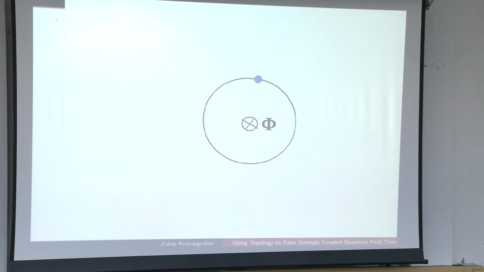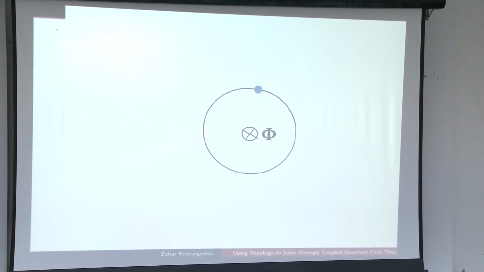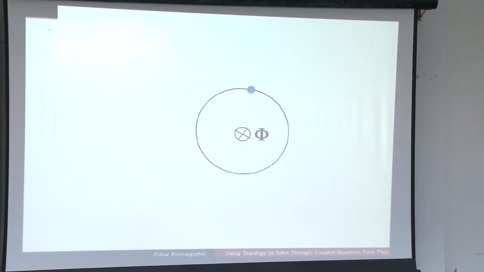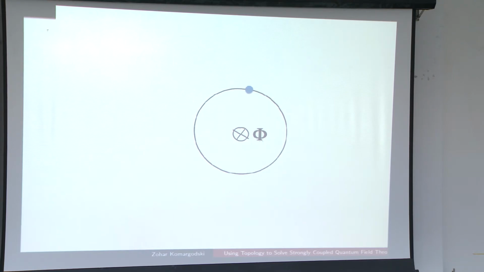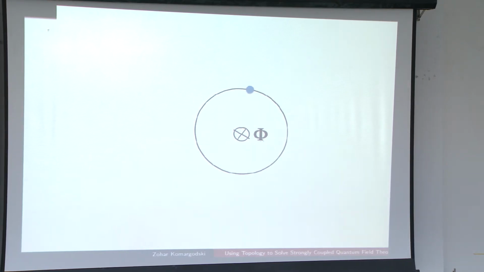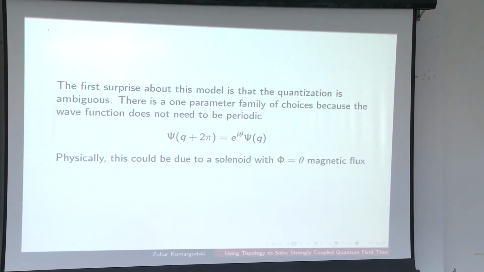So this is my best attempt at drawing. I know that many of you could have done much better, but that's what I can do. So we have a particle on a ring, and we have a tiny solenoid. Classically, it would be invisible, but it affects the wave function. So that's one way to think about the system: we have a solenoid stuck inside the ring with some magnetic flux phi, and this magnetic flux is nothing but the angle theta, which appeared here.